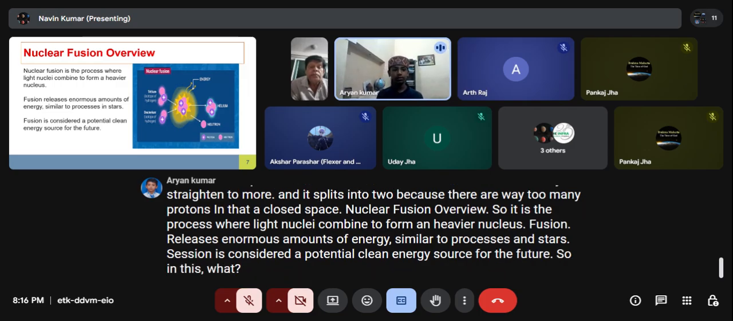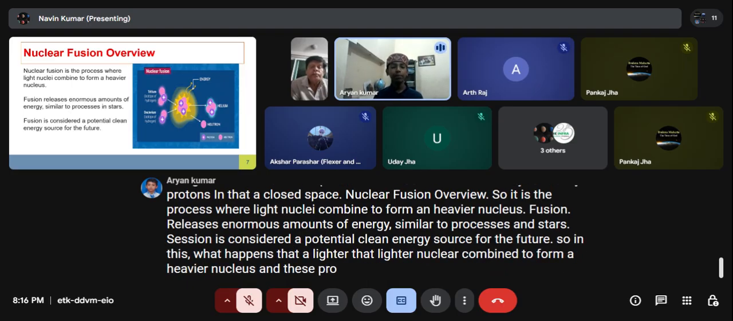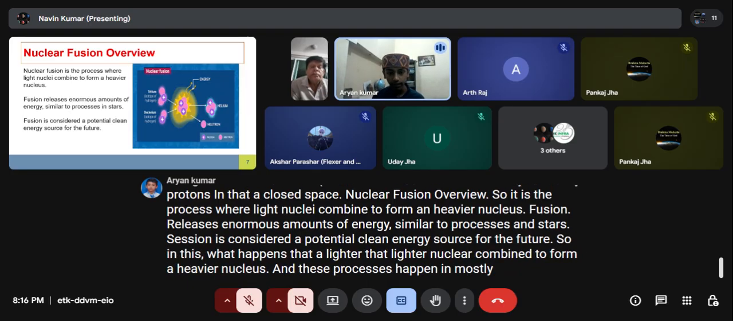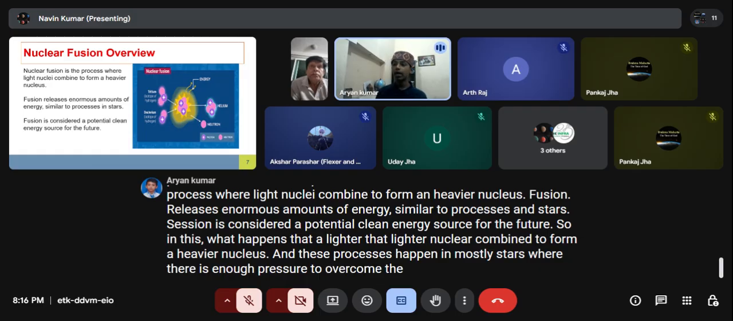So in this, what happens is that lighter nuclei combine to form a heavier nucleus, and these processes happen mostly in stars where there is enough pressure to overcome the Coulomb barrier.